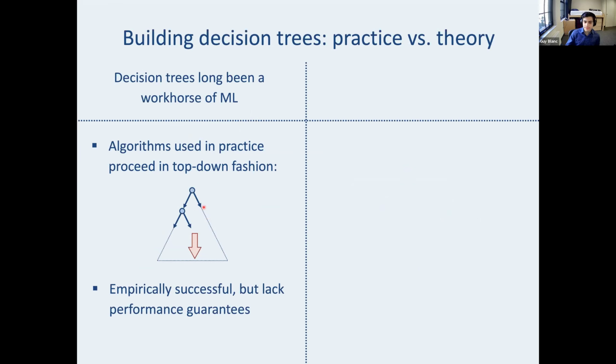And these algorithms tend to be empirically successful. Some names you might have heard about are ID3, C4.5, and CART. And well, if you look at their citations, they collectively have on the order of 100,000 citations. So they've been widely used. But we don't have really strong theoretical performance guarantees on how these sorts of algorithms work.